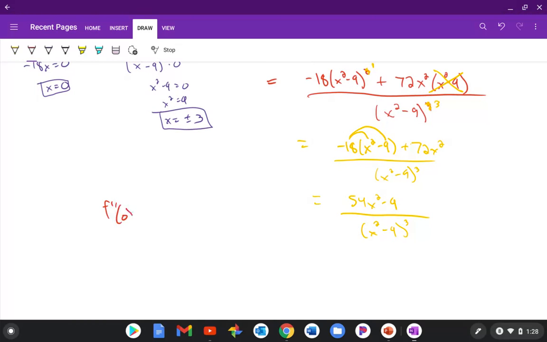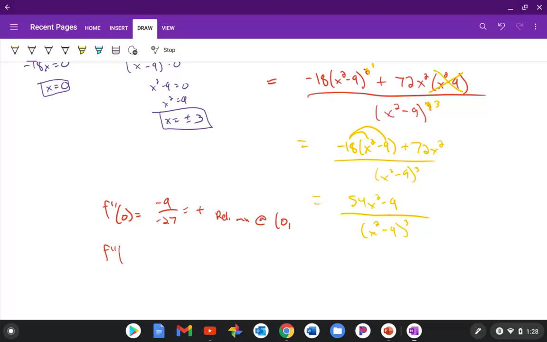F double prime of 0. Let's see, gives us negative 9 on top and negative 27 on the bottom. So negative over negative makes a positive. That means concave up. So that is a relative min at 0 comma something.